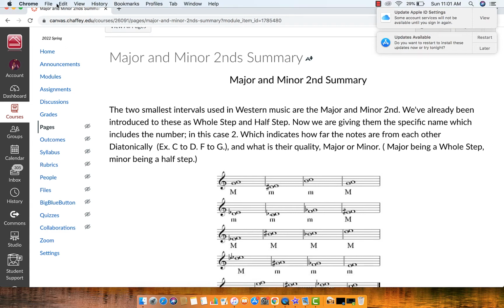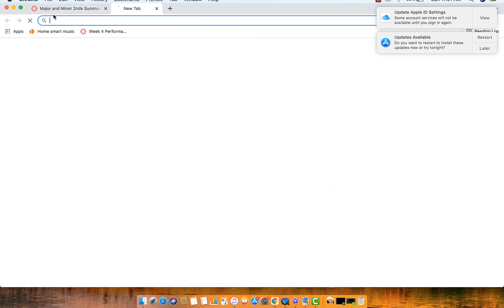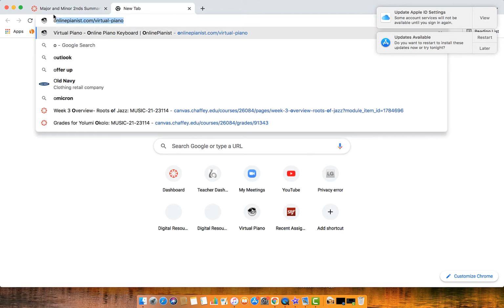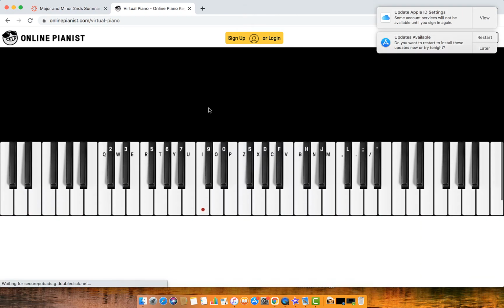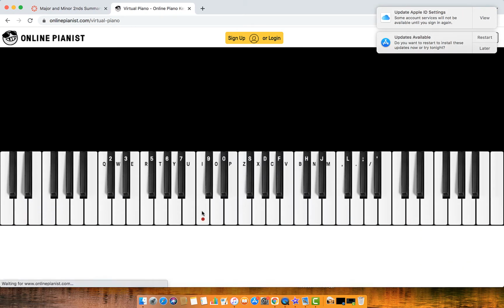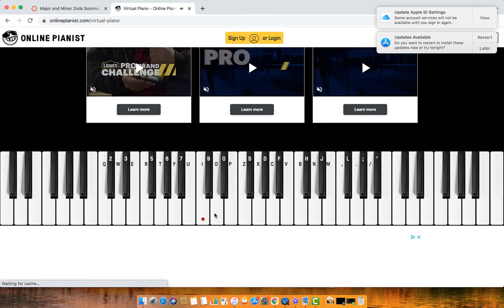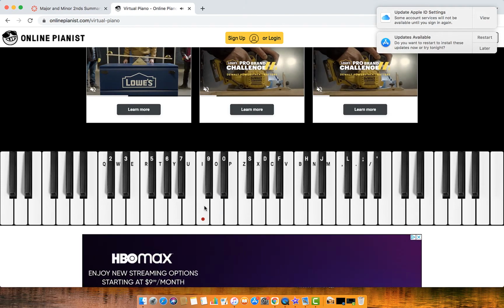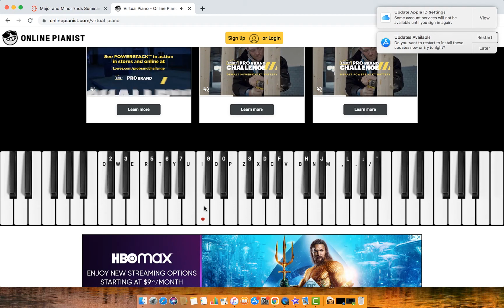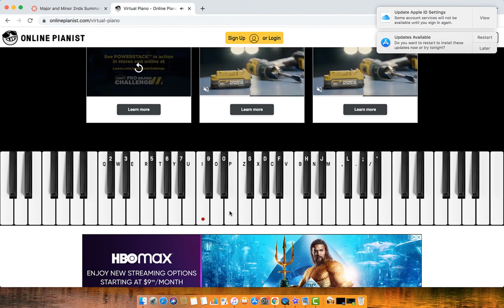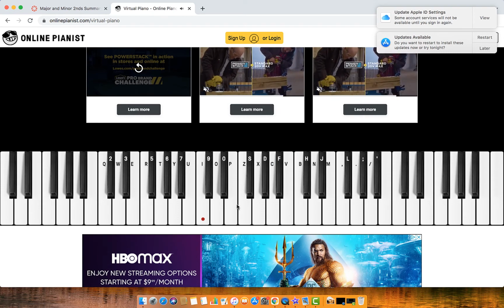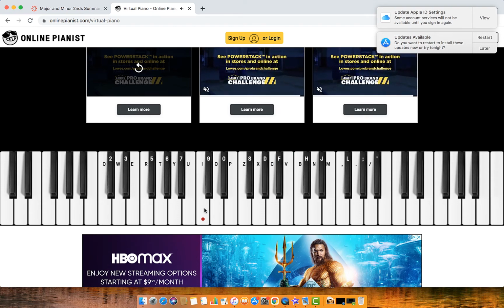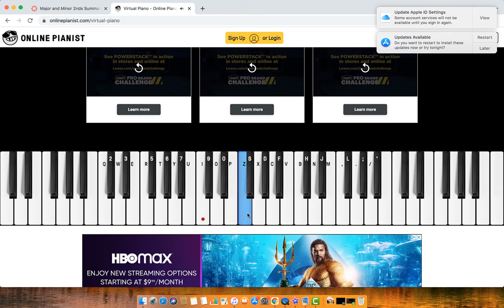When we look at a keyboard, and let me pull my keyboard here. Again, hopefully you check out onlinepianist.com. You can always use this. This is a great tool. So in music, we already know we've got distances between tones. We already talked about the idea that we have a major scale, and that has a certain construction. We got 1, 2, 3, 4, 5, 6, 7, 8.